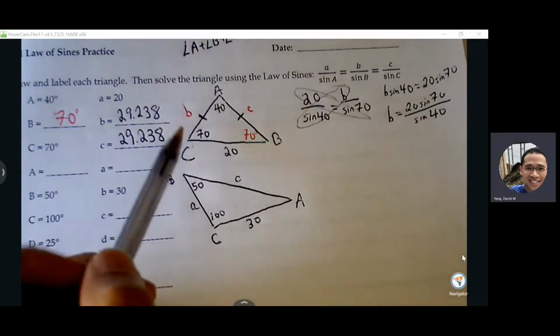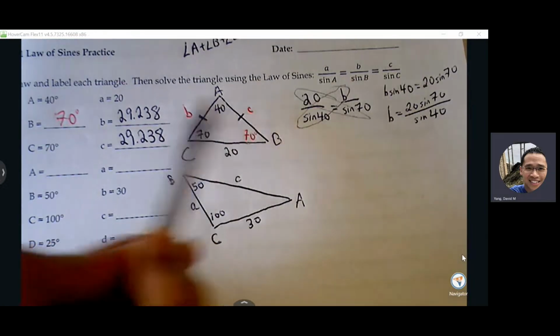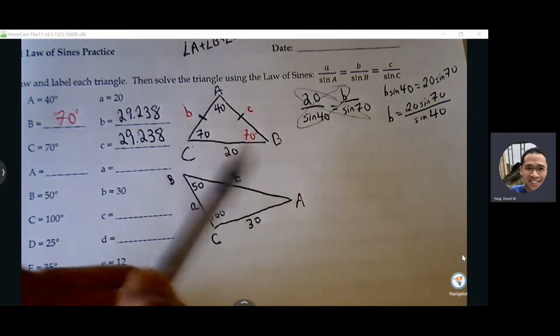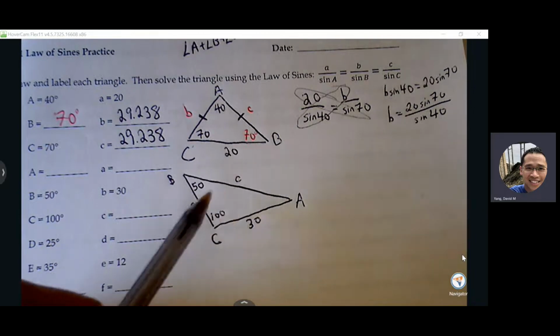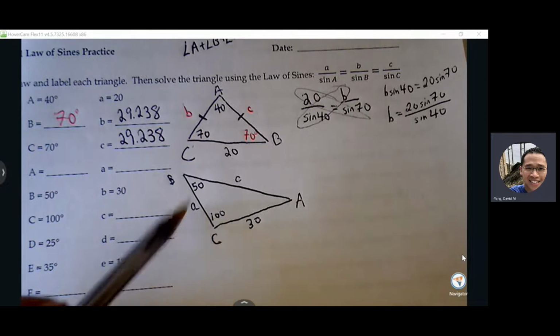Now, number one was a little bit easier because after you solve for one variable, you can just fill in the same value. But if we're dealing with a triangle that's not isosceles, we've got to go through the process twice. All right, once to solve for B and once to solve for C.